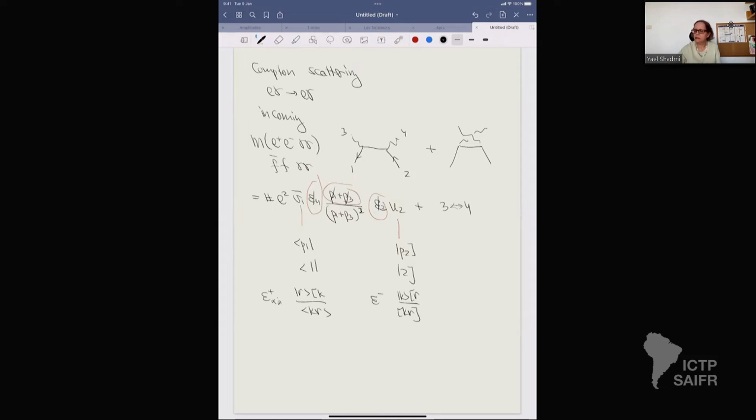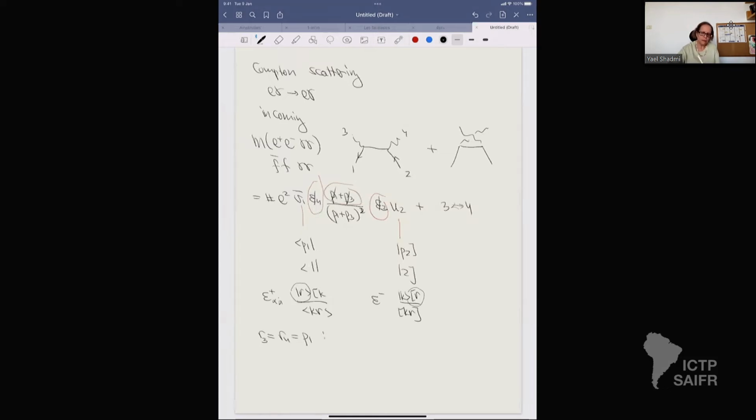When you look at this, it makes sense to take the same reference momentum for both of these guys. Let me first of all make the choice that the reference momentum is the same for 3 and 4. So R3 and R4 are both given by P1. And this is a good choice because it's going to simplify things.